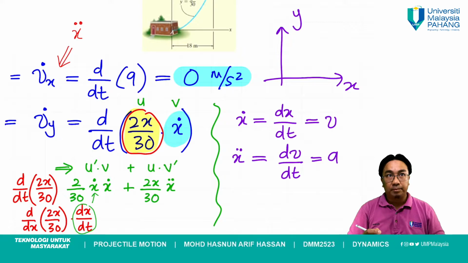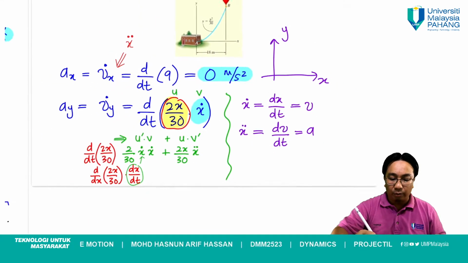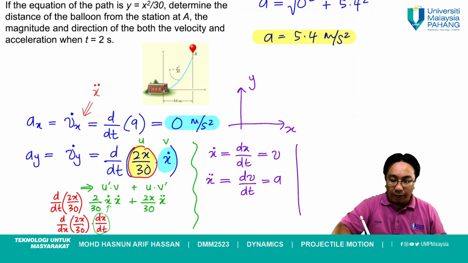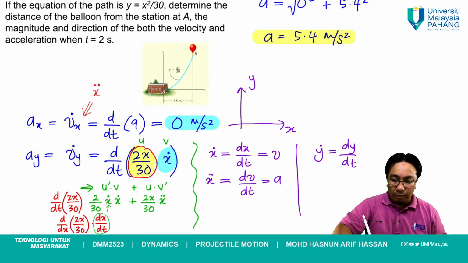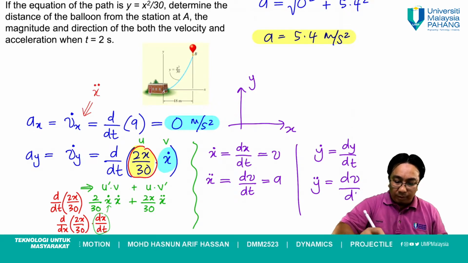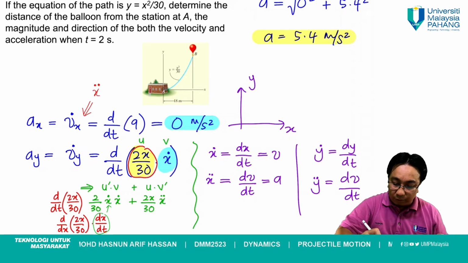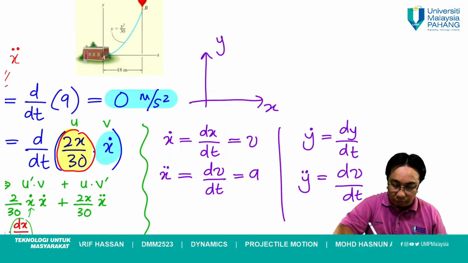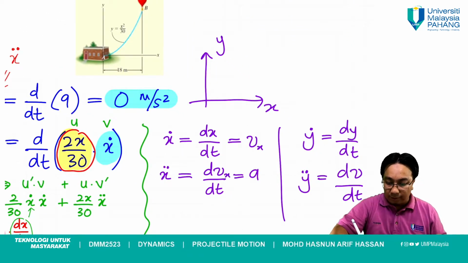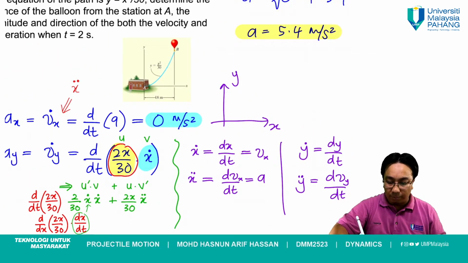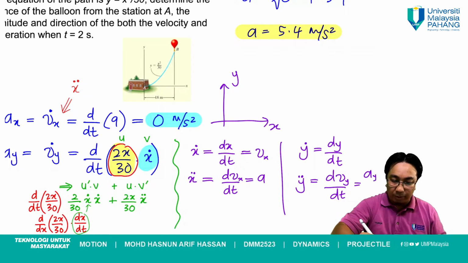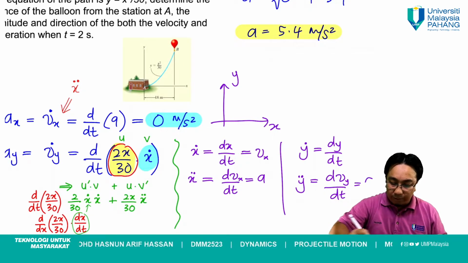Dapat saya dapat. Dah ingat dah. Right. So dia sama juga dengan y lah. Nanti you akan jumpa juga y dot, which is sama dengan dy over dt. Dan you akan jumpa juga y double dot, which is dvy over dt. Dekat sini kita kena tulis vx. Ini pun vx. Yang ni dvy over dt. So dia sama dengan ay. Di sini dia sama dengan ax.